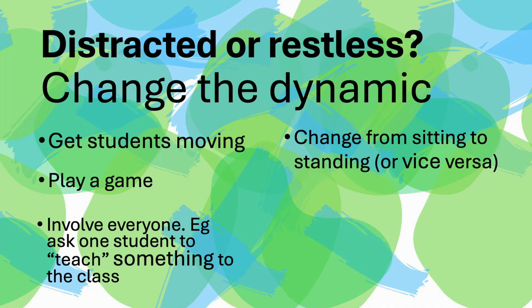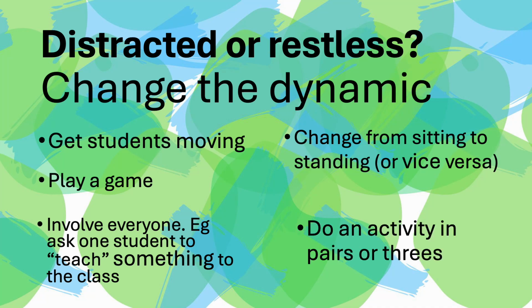Change them from sitting to standing or vice versa. You can also do activities in pairs or in threes. One example might be to have students in pairs, and they each play for each other, and then the other person gives them 2 bits of feedback. One is to say something they did really well, and something else that they could polish up or work on a little bit more.